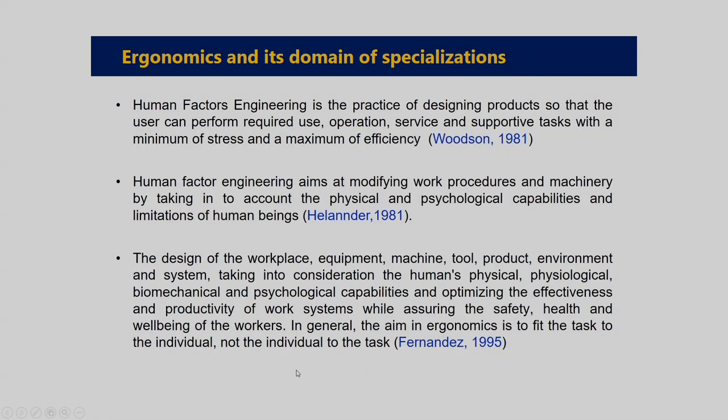Now, there are so many other definitions by other authors, other researchers. To mention a few, here three definitions are mentioned. The first one: human factor engineering is the practice of designing products so that the user can perform required use, operation, service and supportive tasks with a minimum stress and a maximum efficiency. Another definition, by Hallander, 1981: human factor engineering aims at modifying work, procedures and machinery by taking into account the physical, psychological capabilities and limitations of human beings.